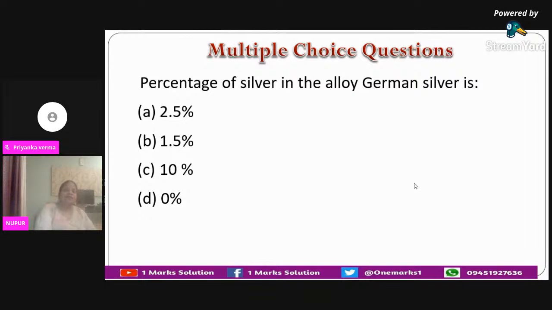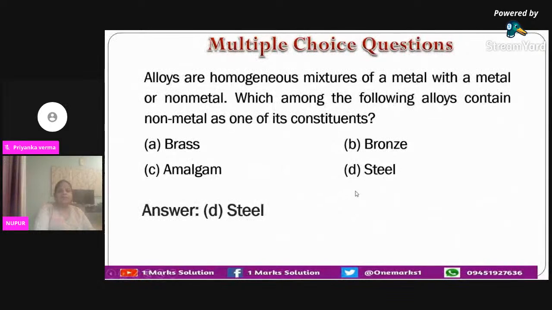There is another very interesting and confusing question. What is the percentage of silver in the alloy German silver? The name is German silver, but it contains no silver at all. So the answer is 0%.